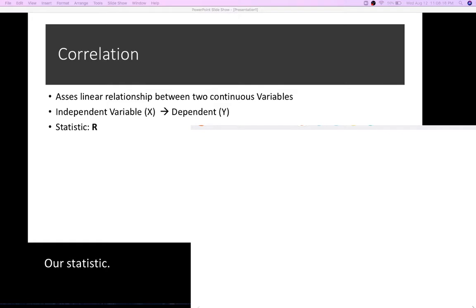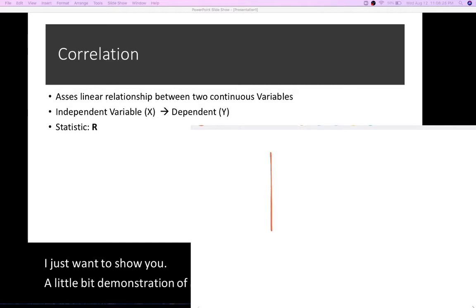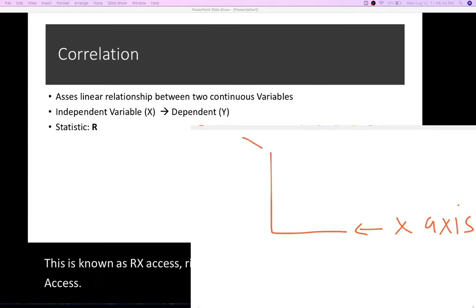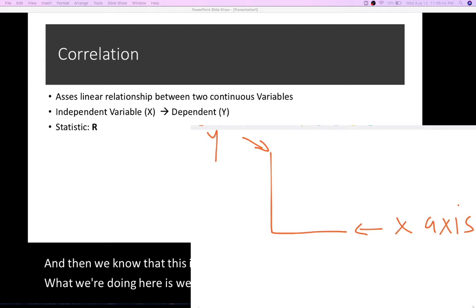I just want to show you a little bit of a demonstration of a correlation using a hypothetical example. So let's say we have, this is known as our x-axis, and then we know that this is going to be called the y-axis. What we're doing here is we're basically going to be using graphical representations sort of similar to these to come up with a statistic known as our R.